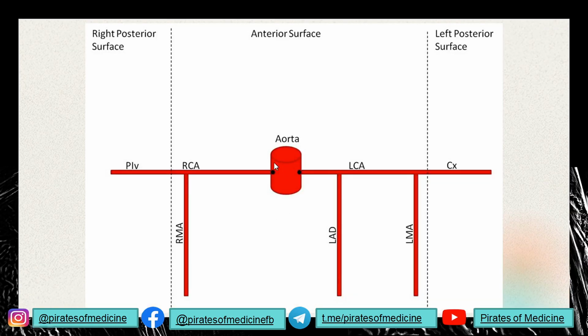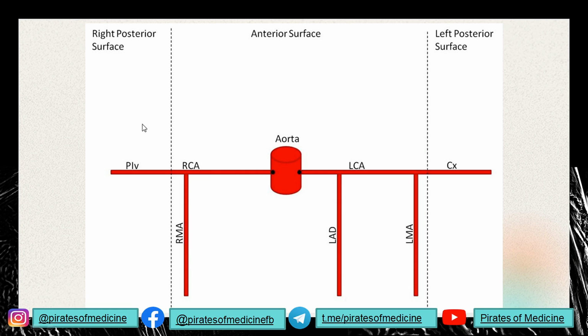So let's look at the blood supply of the heart. From the aorta there arise two branches, the left coronary artery and the right coronary artery. This diagram you can understand better. This is the blood supply of the anterior surface of the heart. The aorta gives the right coronary artery and the left coronary artery, and in the anterior surface, the right coronary artery gives a branch, the right marginal artery, RMA.